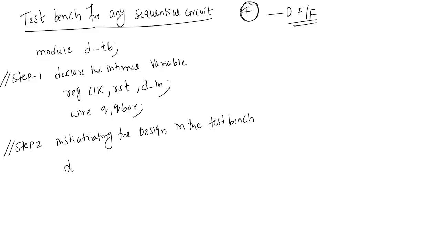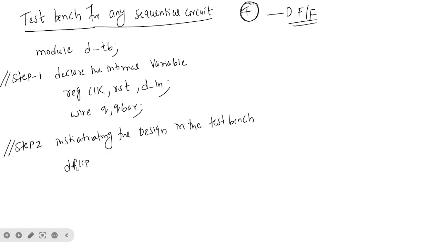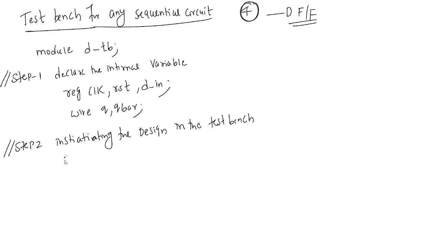Design name. So what is my design name? D flip flop. Okay, so design name is D flip flop only, no? Yeah, D underscore flip flop. My design name is D underscore flip flop. Okay. And instance name DUT, design under test.